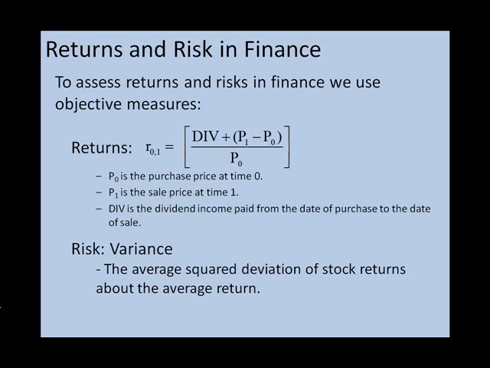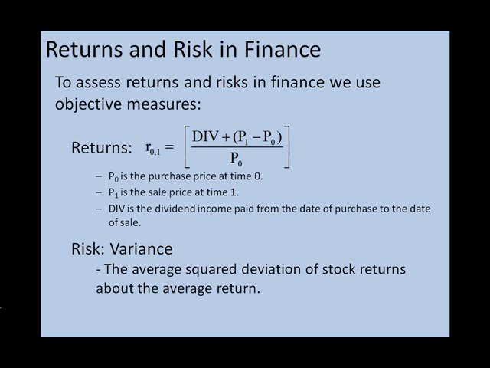To calculate returns between time 0 and time 1, we're going to look at the following formula. Dividends that are paid on the stock between time 0 and time 1, plus the value of the stock at time 1 minus the value at time 0, all divided by the price at time 0. That's going to give us the return on the stock between time 0 and time 1.